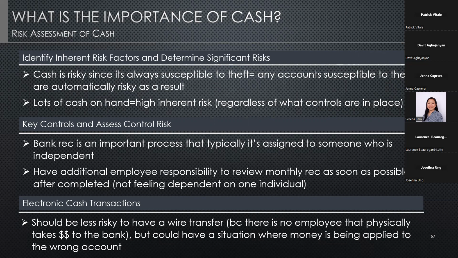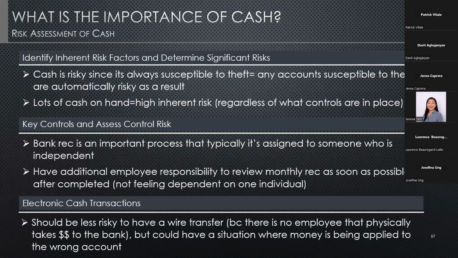Okay, so there's two things that you could do. Either you give the bank rec to an independent party, to make sure that within the company there's not people colluding, because it is a cash account. It is easy to go in and go out. And number two is you could have more bank recs, right?